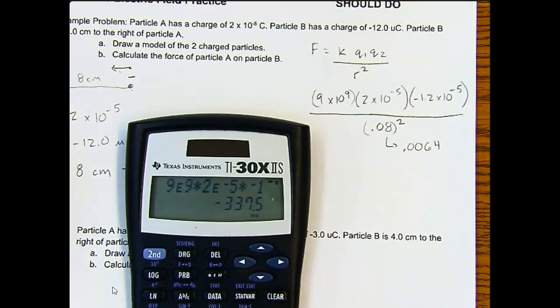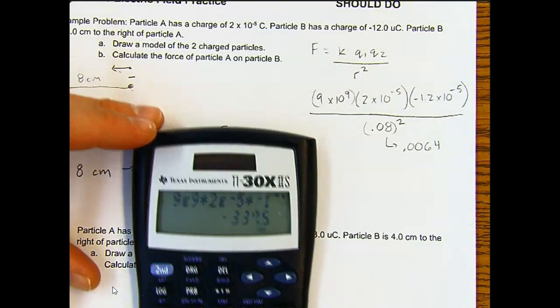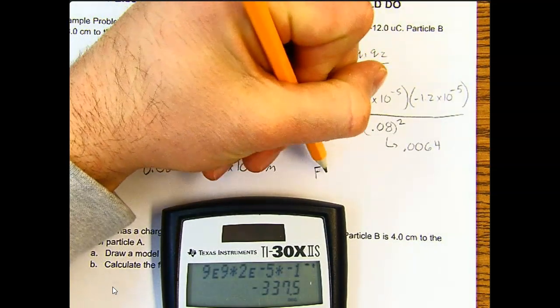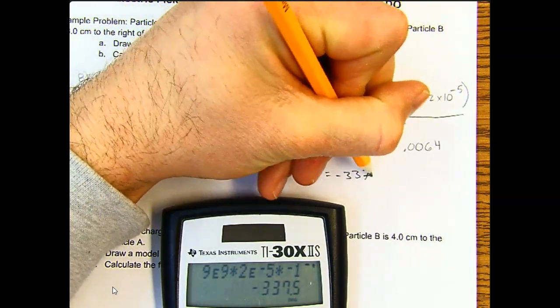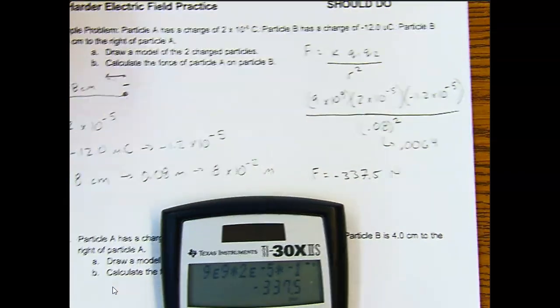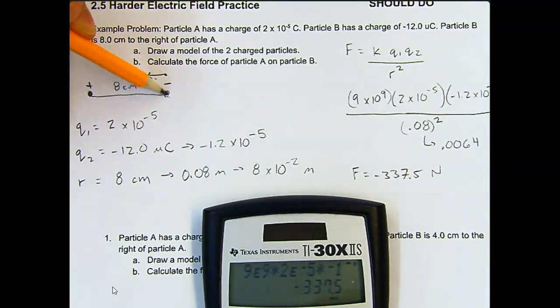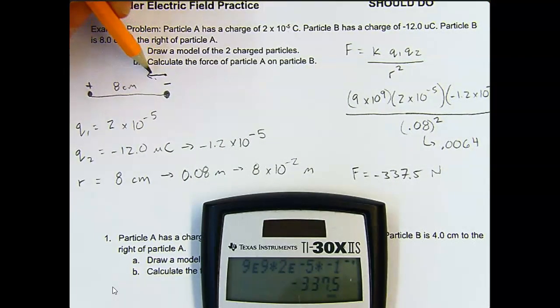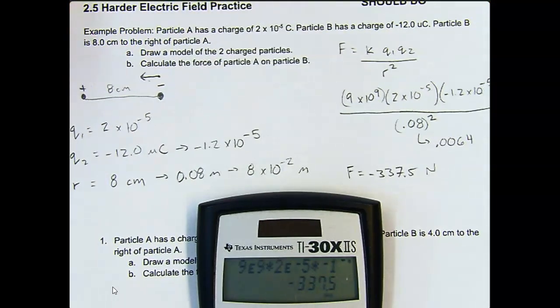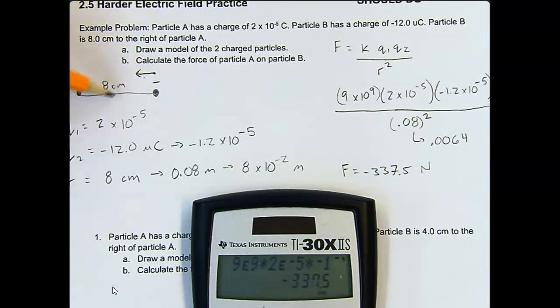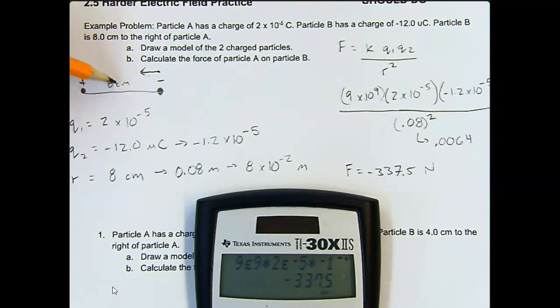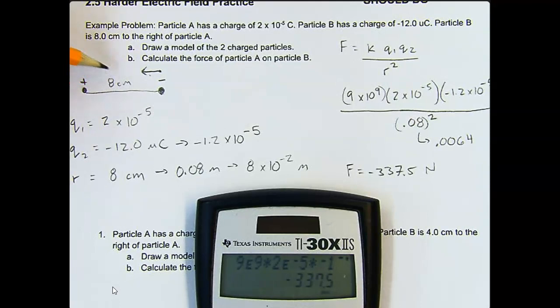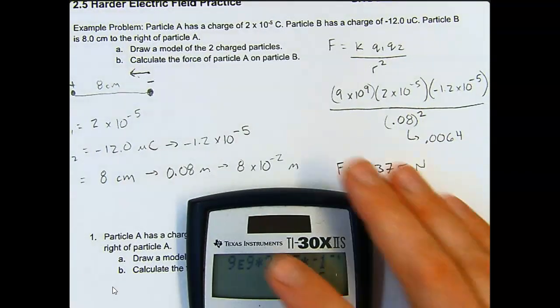Now, if you remember anything about force, that's actually a pretty strong force. Force is measured in newtons, and so that's what we would put down for our final answer. So our force is negative 337.5 newtons. If you imagine the force that's acting on this object, it's being pulled this way towards the positive. And this force depends on how close the objects are, and it depends on how much charge is on the objects. As the distance gets bigger, the force will get weaker. If the charges get bigger, then the force gets stronger. But that's just a way to do these calculations.